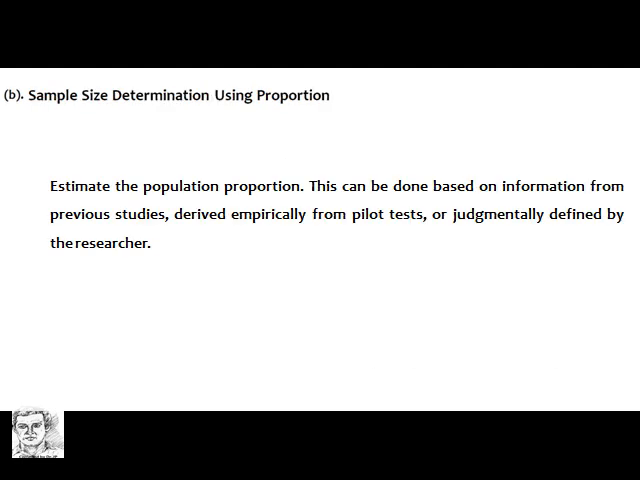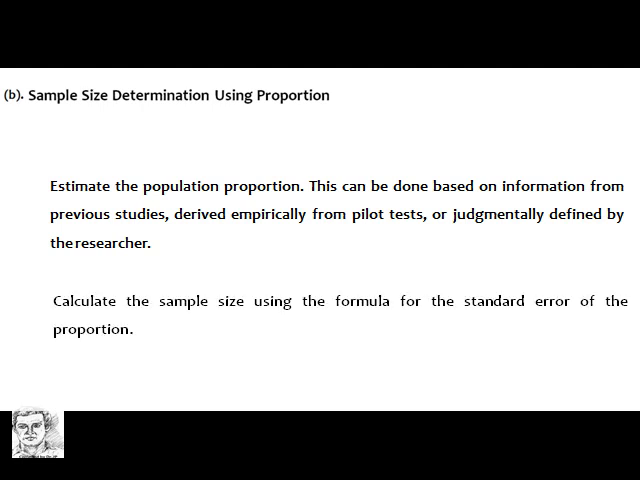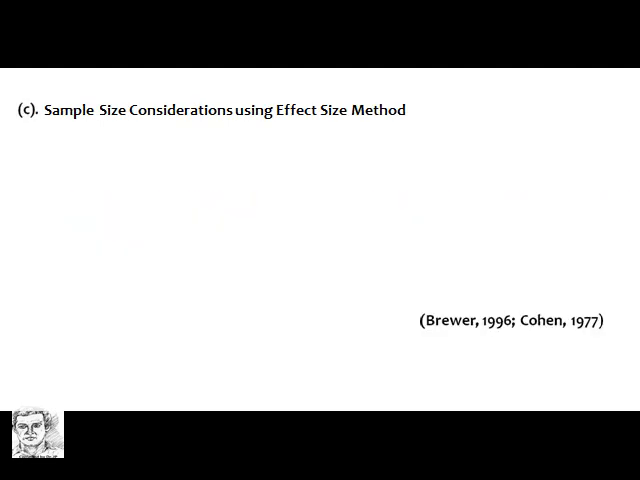Estimate the population proportion. This can be done based on information from previous studies, derived empirically from pilot tests, or judgmentally defined by the researcher. Calculate the sample size using the formula for the standard error of the proportion.